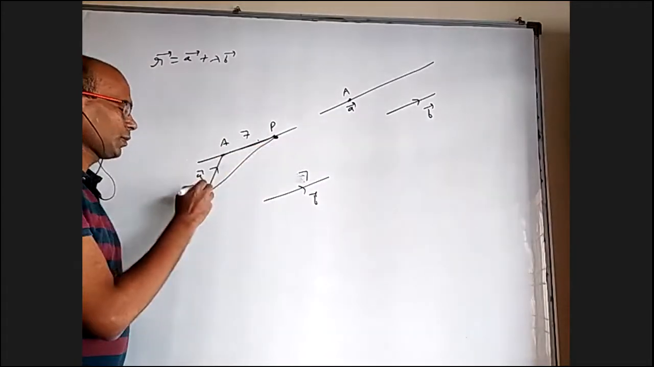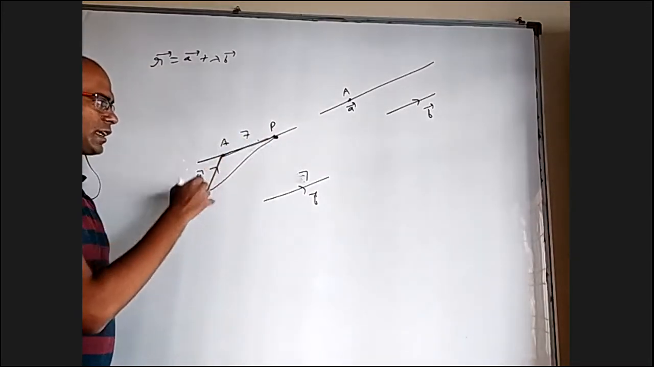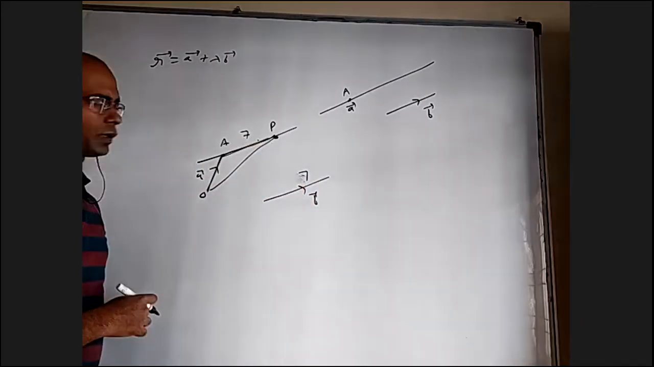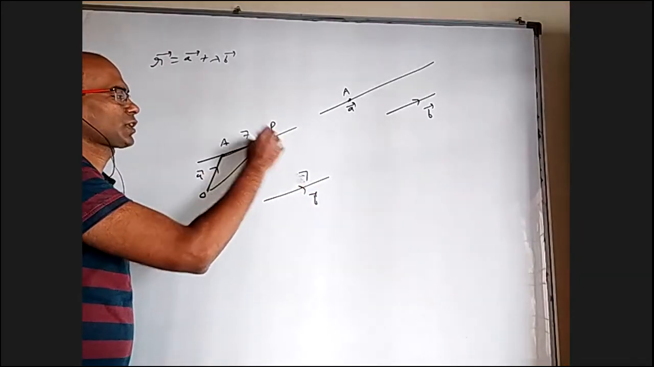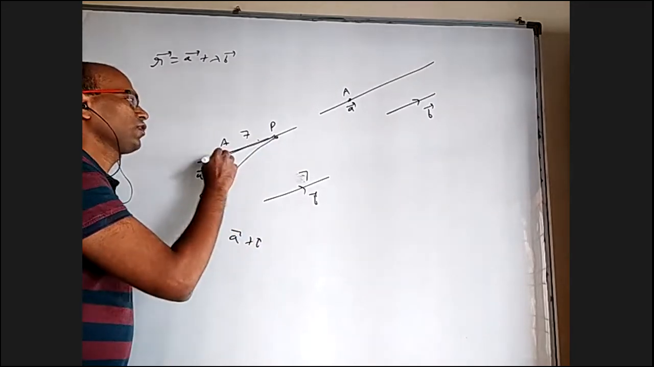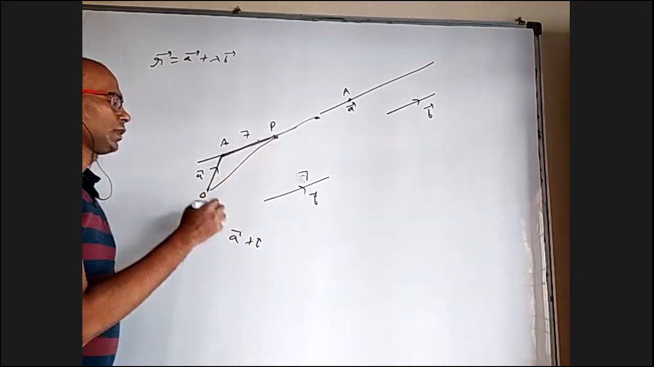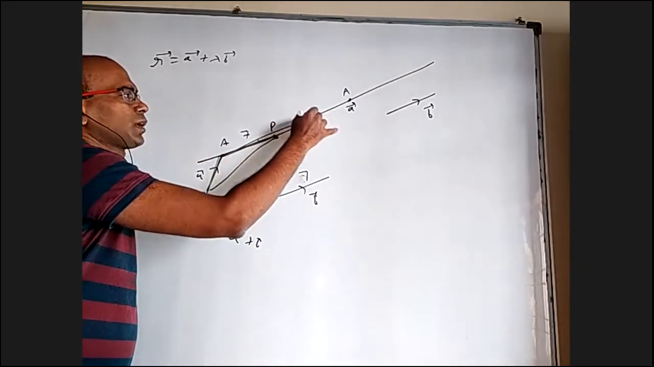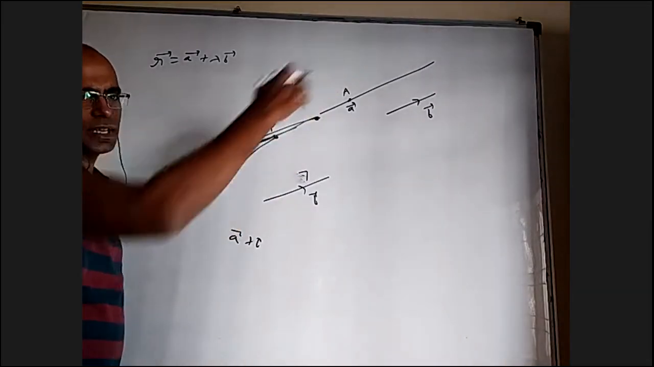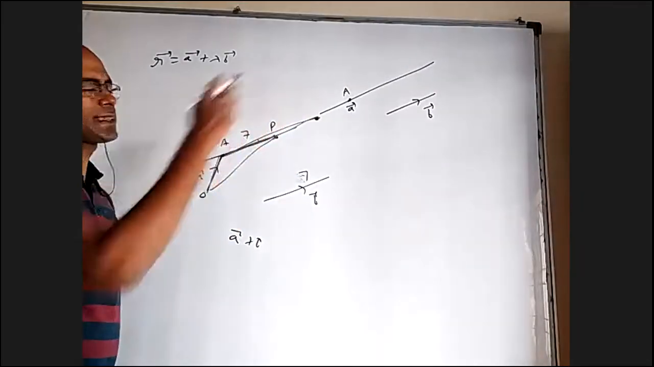OP bar can be written as OA plus AP. OA is A bar and AP bar is exactly B bar because they have the same magnitude and the same direction. So the position vector of P will be A bar plus B bar. If you want to travel 14 units, it will be A bar plus 2B bar. Similarly, if you want to travel 70 units, it will be A bar plus 10B bar.